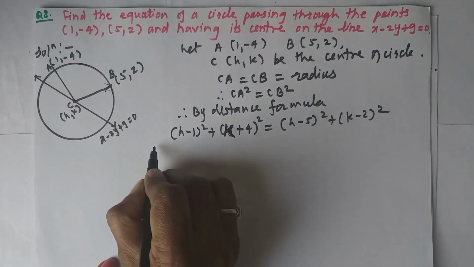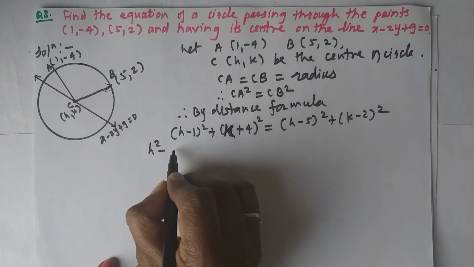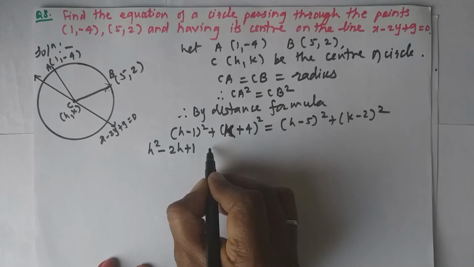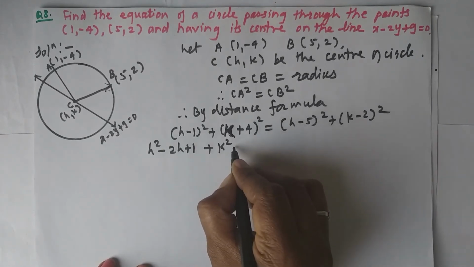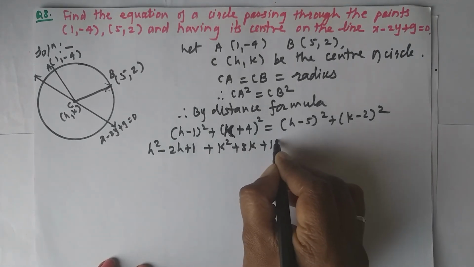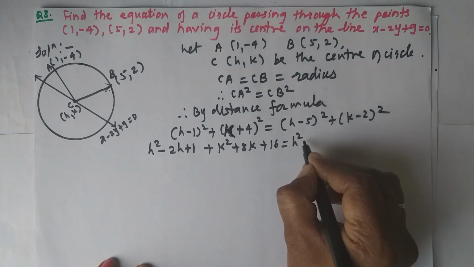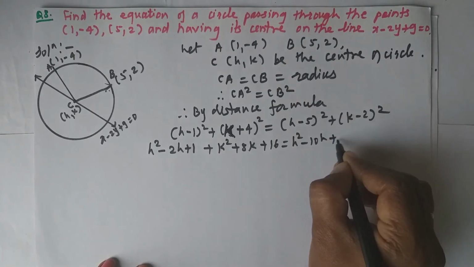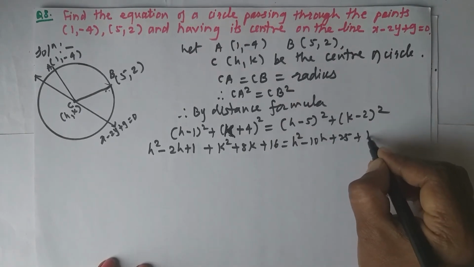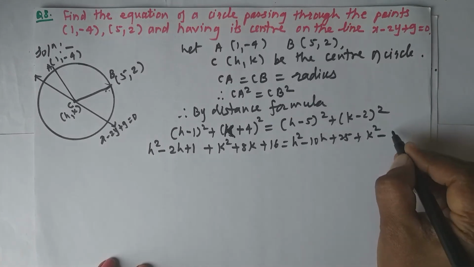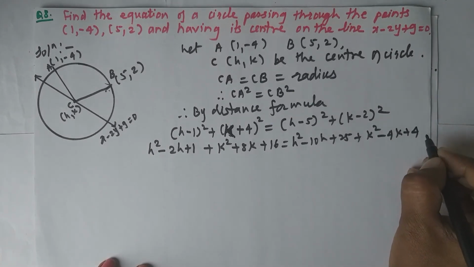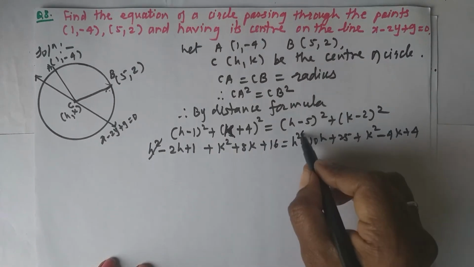Okay. Now expand this. This will be h square minus 2h plus 1. Expansion of this, k square plus 8k plus 16. Expansion of this, h square minus 10h plus 25. Expansion of the second bracket, k square minus 4k plus 4. Now this h square will get cancelled with this h square.